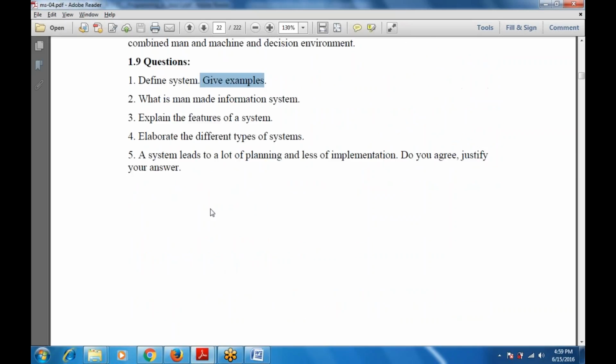The next one is very important: a system leads to a lot of planning and less of the implementation. Do you agree with this statement? Can anyone answer this question? That means whenever we are developing a system, it needs a lot of planning, a high level of planning, but less implementation. So when the time arrives for the implementation, there is no requirement of the need. So a system leads to a lot of planning and less of the implementation.